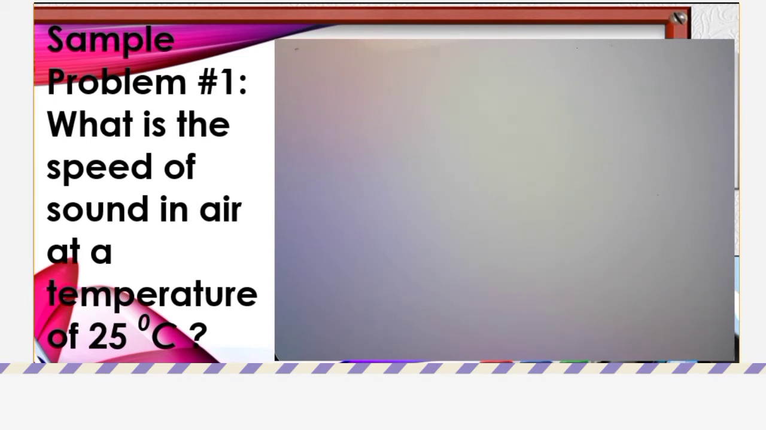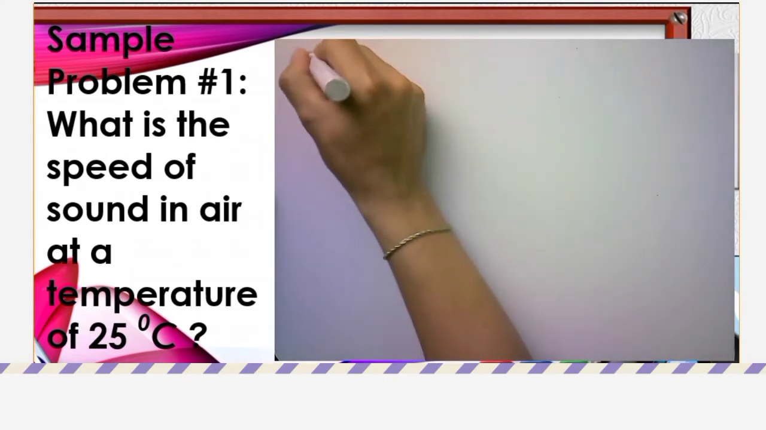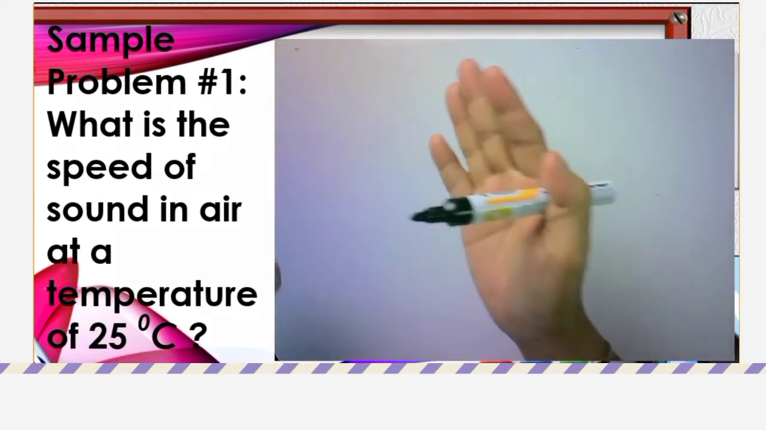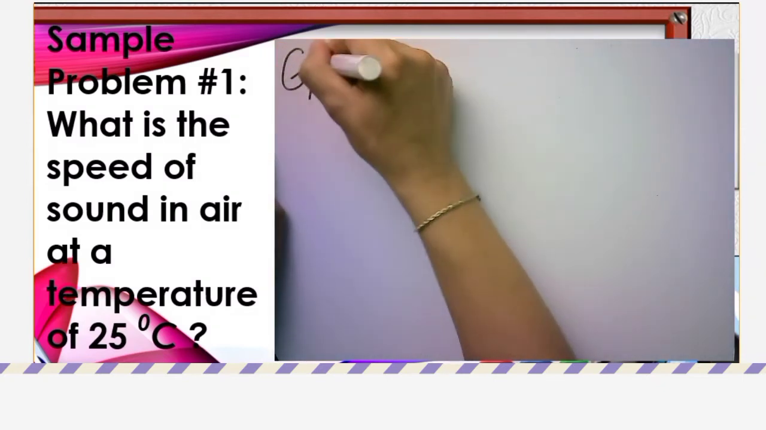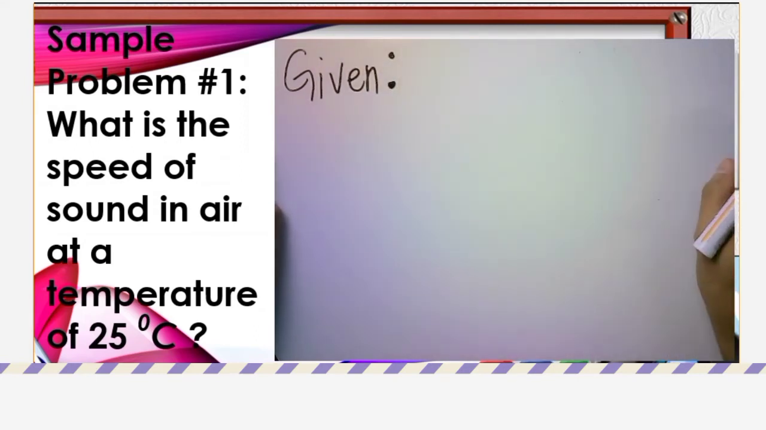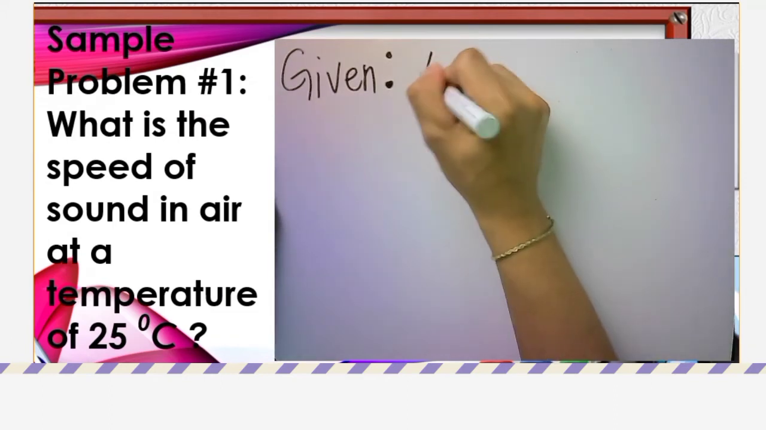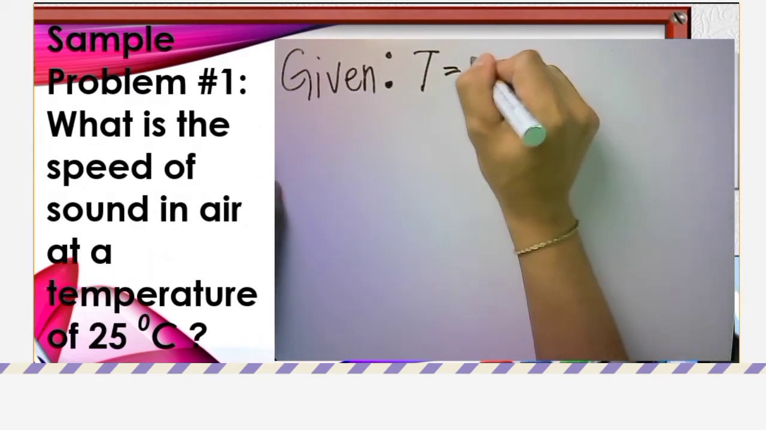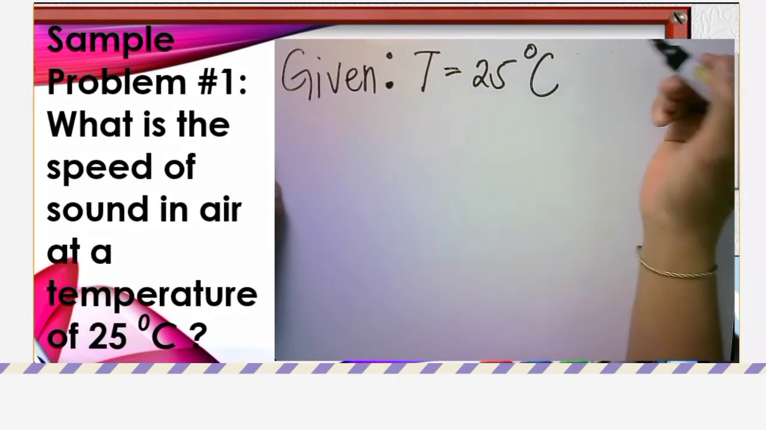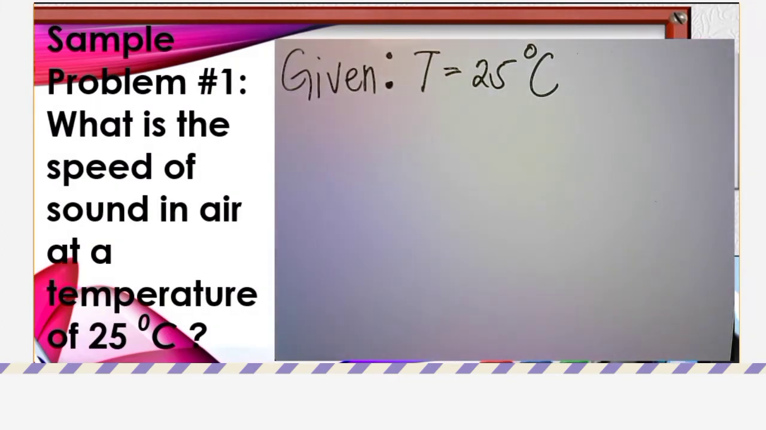So class, I want you to analyze first our sample problem number 1. Again, what is the speed of sound in air at a temperature of 25 degrees Celsius? So first, you need to use the GAPS method. Do you still remember the GAPS method? G stands for given. Exactly. Now, what is our given on the problem? Our given on the problem is temperature, which is equal to 25 degrees Celsius. That is our given.